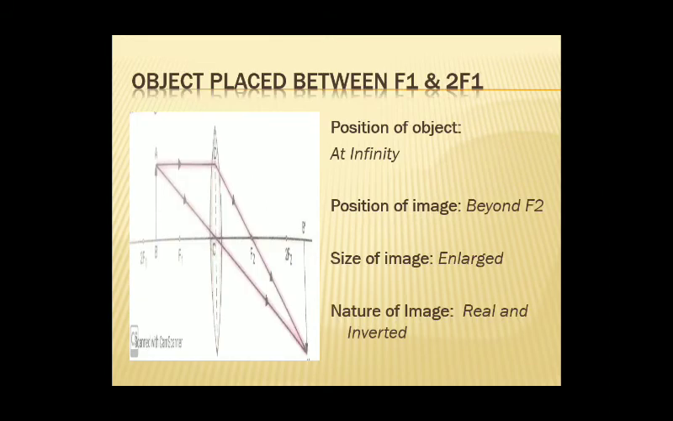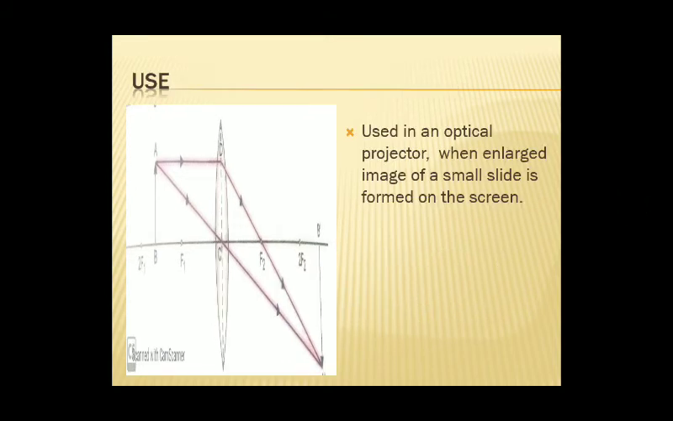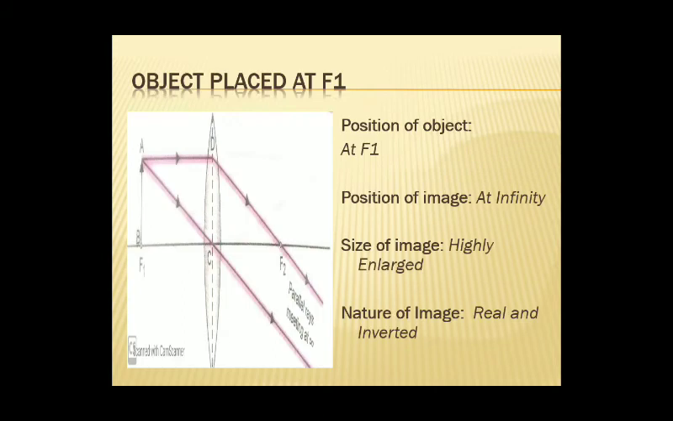Now, the object placed between f1 and 2f1. Again, you can see the same rule 1 and rule 3, and they both intersect beyond 2f2, right? So what happens in that case? The enlarged image we get is real and inverted. It is used in the optical projector, when a large image of a small slide is formed on the screen. You are all aware of the projector in your classes. The projector gives us the enlarged image on the screen.